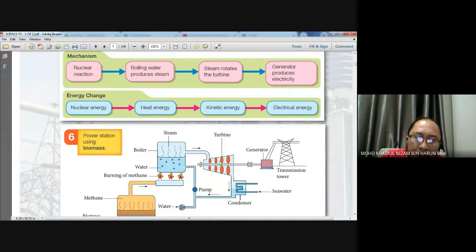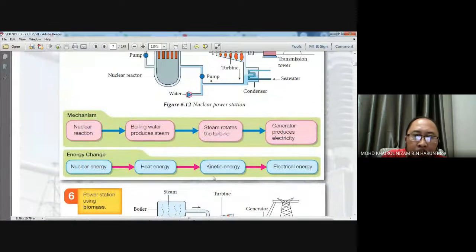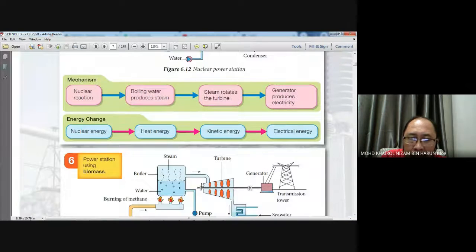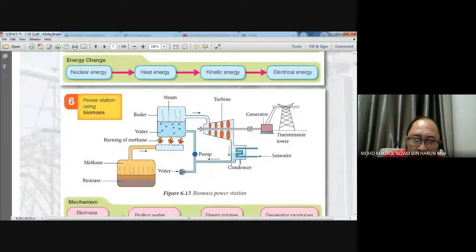So the turbine is used in most of the power stations, but the difference is only based on the energy sources used to rotate the turbine. That's all. So I hope that you can remember the different types of power plant based on the different types of energy sources. The same concept is just they are using the turbine to rotate the generator.